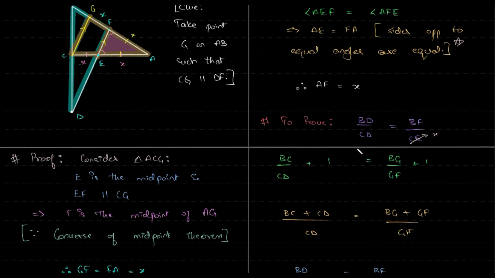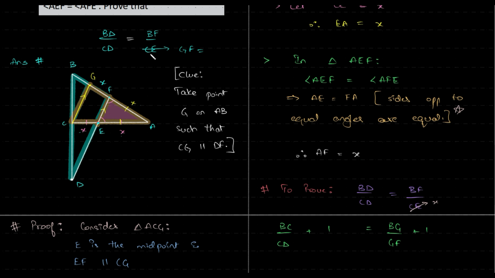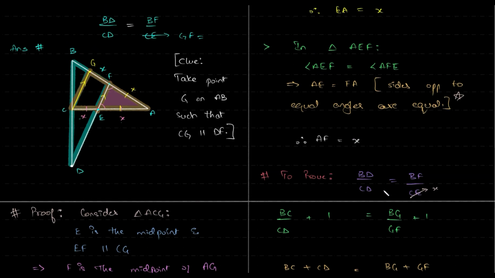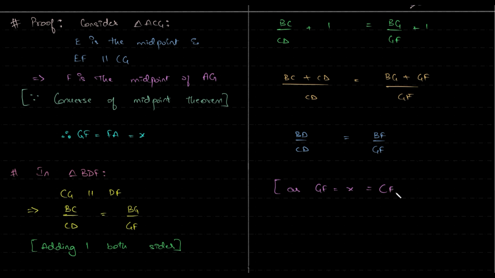So in place of GF, we have CE. We'll write it in statement form as GF is equal to X, which in turn is equal to CE. So the above ratio becomes BD by CD is equal to BF by CE. Hence proved. So guys, again, make use of this theorem, understand that, and this is because of BPT.